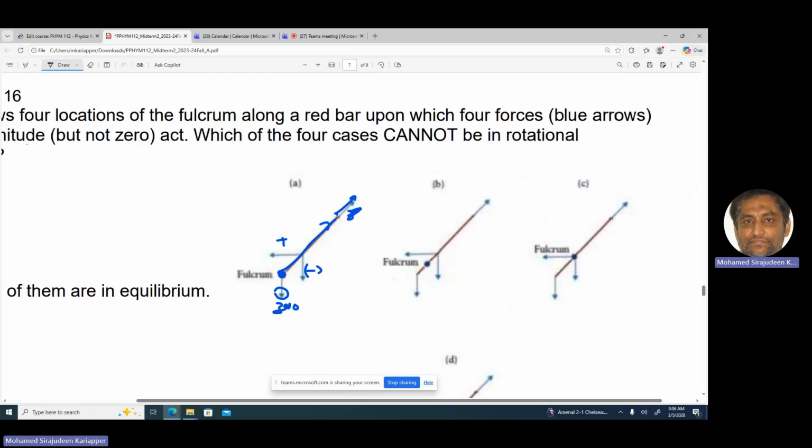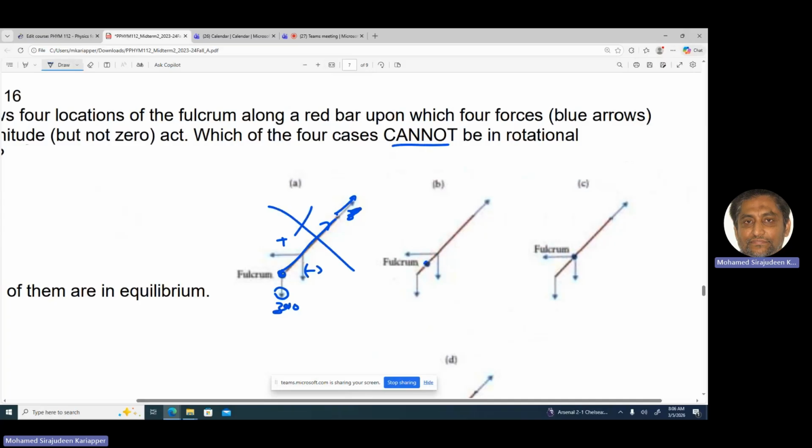Anyway, we don't have to go that far. We shouldn't waste time. You saw one negative, one positive. That's it. End of the story. He is out. That means it can be brought to equilibrium. The question is, cannot be in rotational equilibrium. He is out. This can be brought to equilibrium.